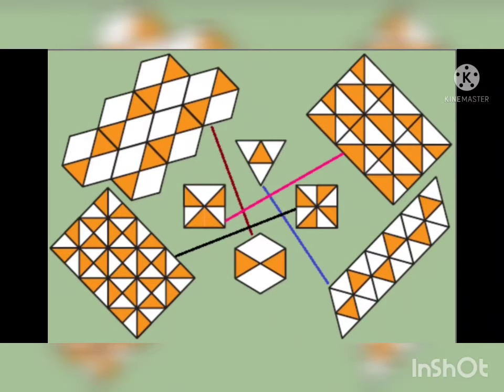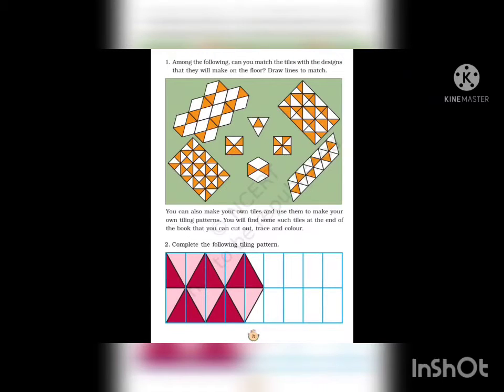Now look, this is how we match the tiles with the pattern that they will form on the floor, okay? So this is how you will match. Complete the following tiling pattern. Now here we have been shown the tiling pattern. This is how you have to continue it, and you have to complete this pattern in your book only, okay? You will do this exercise only in your book.